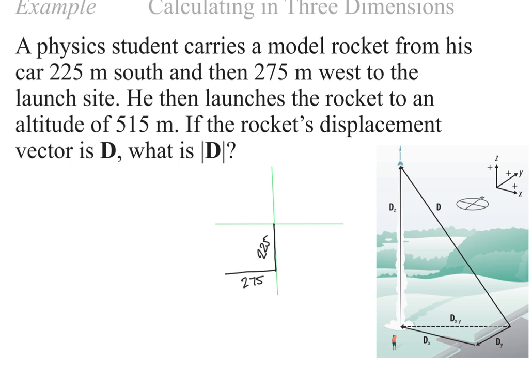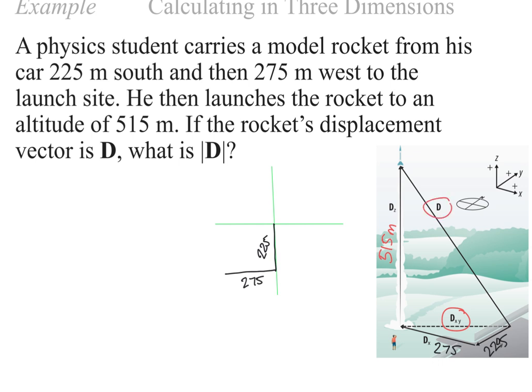And so if you think about this, what they did right here is they created the south 225 and the west 275 right there. So the displacement from where he started at his car all the way to the launch site is going to be the base of our new triangle, the base of our new displacement, right? And so this right here, we need to calculate because they've told us how far up it went. They've told us that it went 515 meters in the air. What they're actually asking for is the displacement from his car to where the rocket went, right? So they're asking for this.